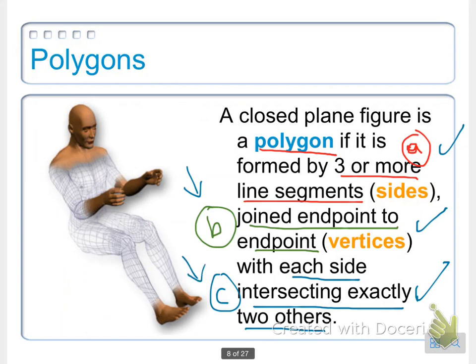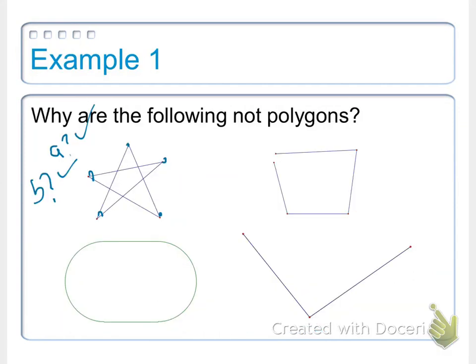Intersecting exactly 2 others. So it means I have to join on the end of 2 others. Well, the problem is C. It fails on C. We're intersecting in the middles here, or along the segments. So that is not a polygon.